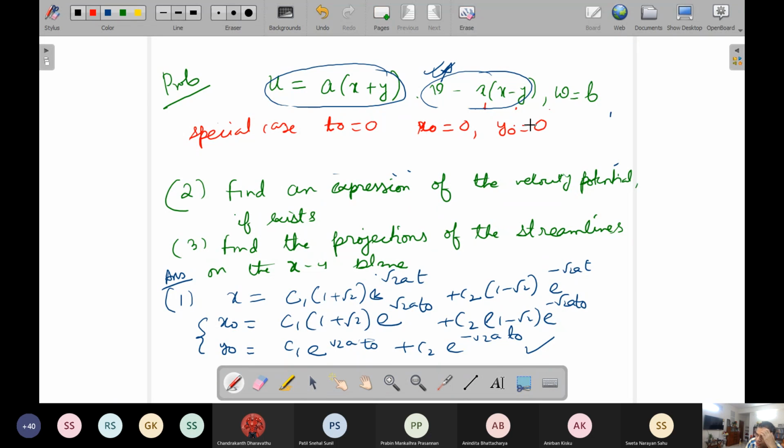That means the particle is at the origin. So let us put the values here. When you put x0 equal to 0 and t0 equal to 0, you will have C1 into 1 plus root 2 plus C2 into 1 minus root 2. This is 0. And again 0 is equal to C1 plus C2.